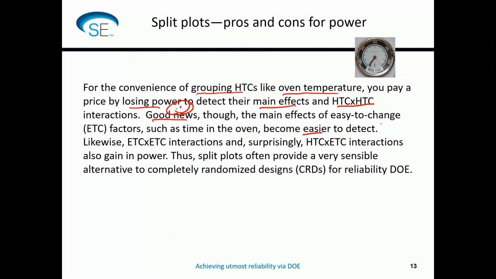actually become easier to detect. In other words, you actually gain power on the easy to change factors because they're protected from the influence of the hard to change. Likewise, the combinations of easy to change will also be higher power. And surprisingly, and there's some math behind this, the interactions of hard to change and easy to change also gain in power. Thus, I feel as a chemical engineer and for reliability engineers also, that these split plots will provide a very sensible alternative to a completely randomized design or CRD. So don't be afraid to use a split plot. I would advise that you try to hold off until you feel it's absolutely necessary.